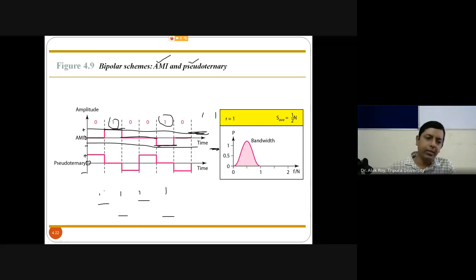That is for AMI, and for 0 it will be in the middle. Say you have consecutive 3 zeros, it will be in the middle. So later you can join the signal, and it will look like this.